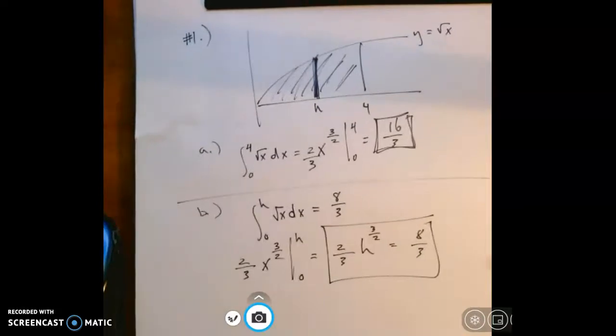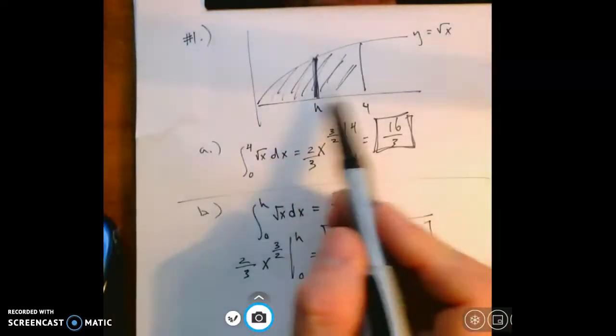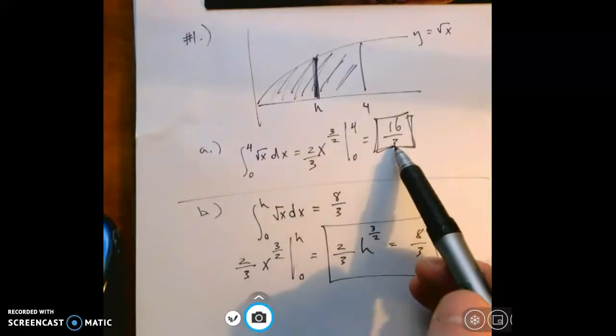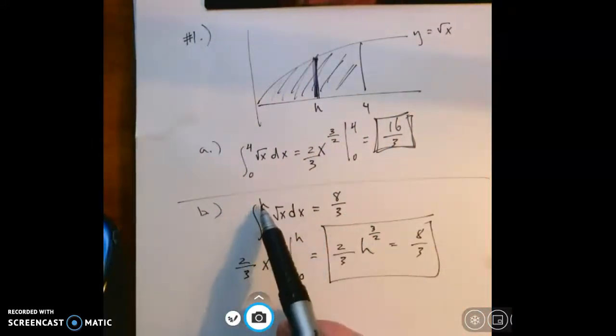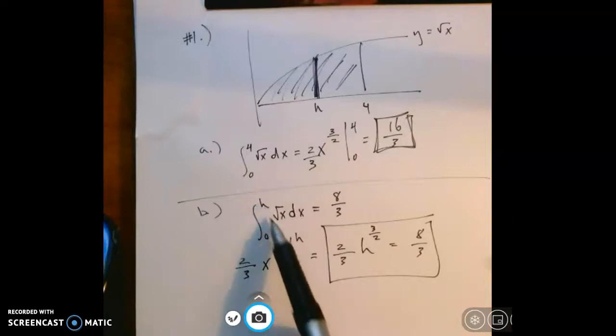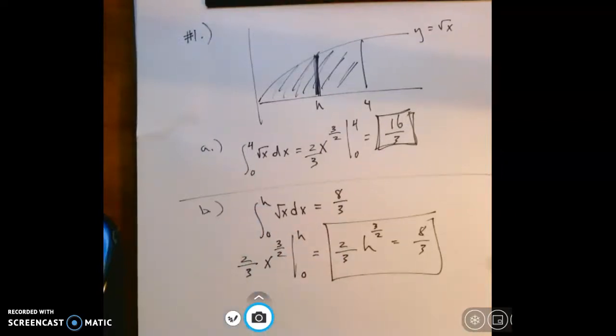All right, so let's go over the general part real quick. We're looking for 2 equal pieces. Well, if the whole piece is 16/3, then an equal piece would be 8/3. We don't know our unknowns, so this is our variable here. We know how to integrate this and evaluate, so that's our process.